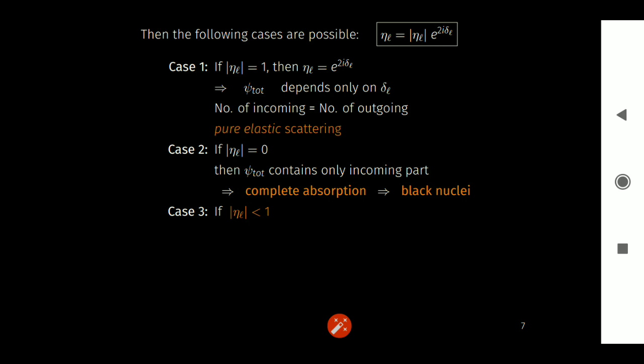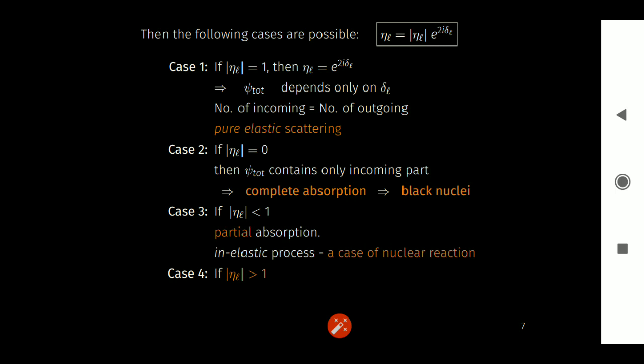So when the modulus of η_L is less than 1, then the outgoing term will be less than the incoming one. That means the outgoing part magnitude will be less than the incoming value. That means partial absorption is taking place, which is a case of an inelastic process, a case of nuclear reaction. Complete absorption is also a case of nuclear reaction.